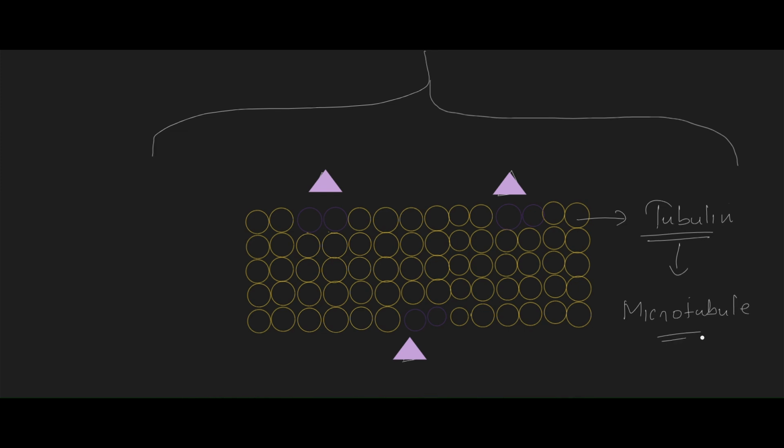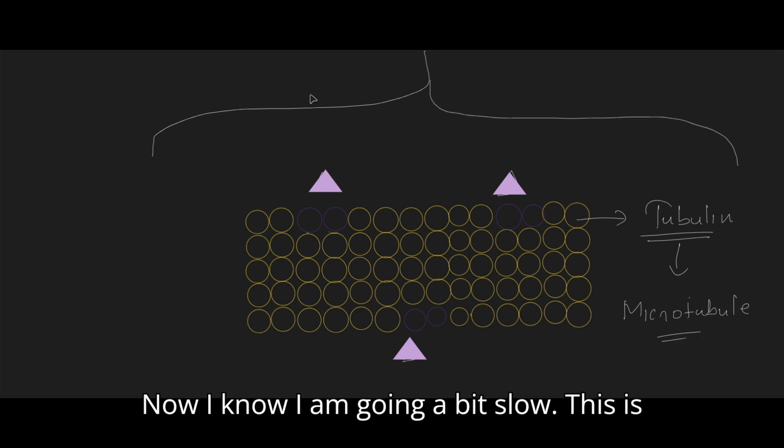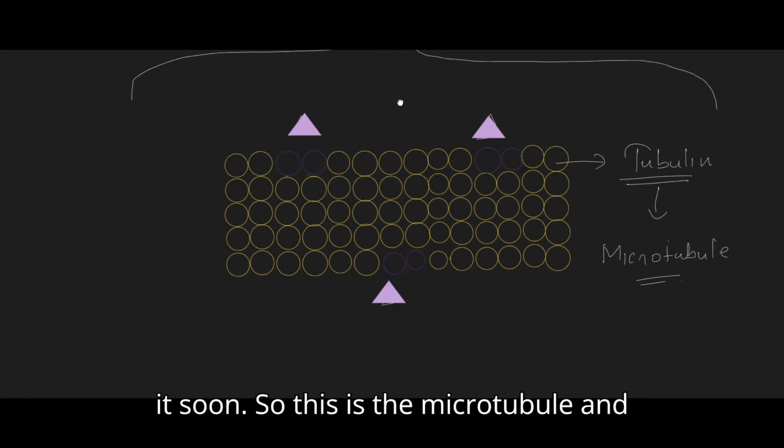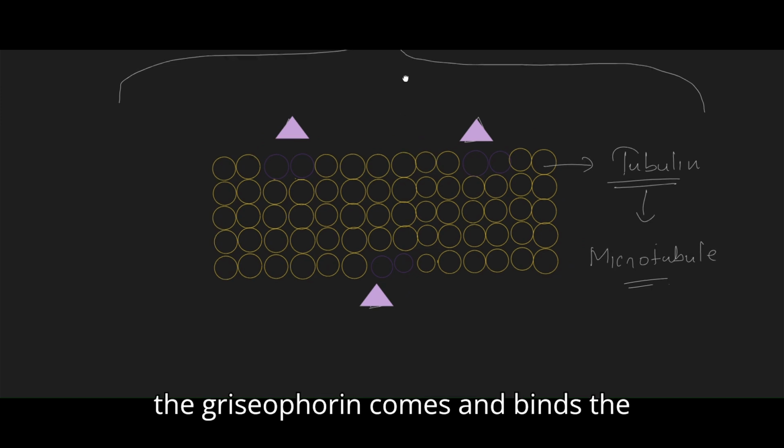Microtubule. Now I know I'm going a bit slow. This is my first video, but I'll try to catch up soon. So this is the microtubule, and the Griseofulvin comes and binds to the microtubule. What happens next?